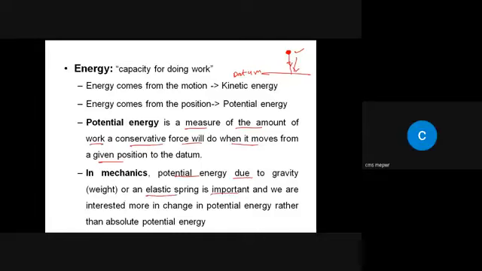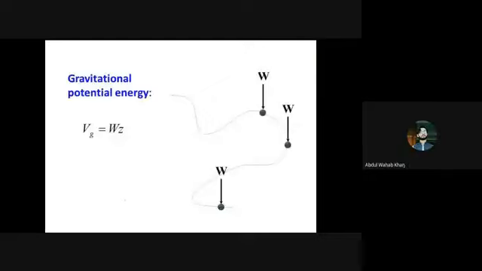So in mechanics, the potential energy due to gravity, meaning weight, or an elastic spring is important, and more importantly, in dynamics or mechanics, in most cases we are more interested in the change in potential energy rather than the absolute value of potential energy. What does that mean? You will get it clear in the next slide.